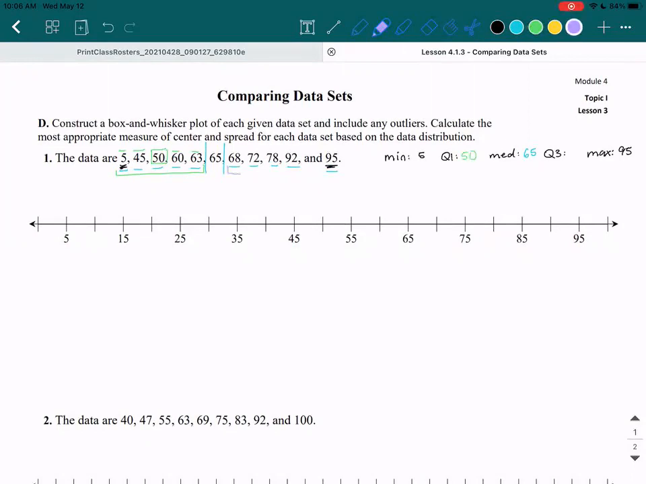Now for the second half, which is right over here, let's cross off the edges. And again, until we get to the absolute middle, which is 78. So that is our Q3. Now we have our 5-number summary.